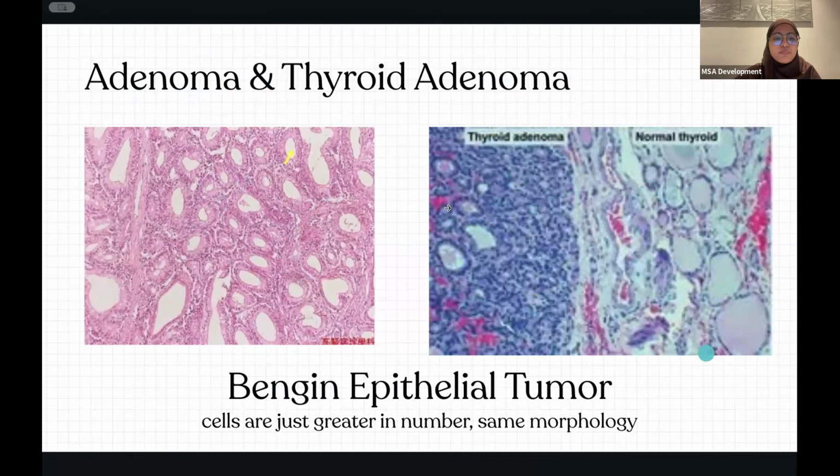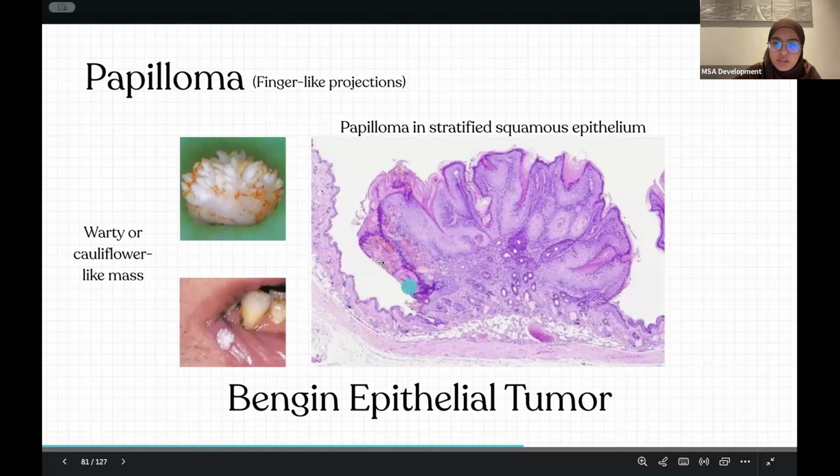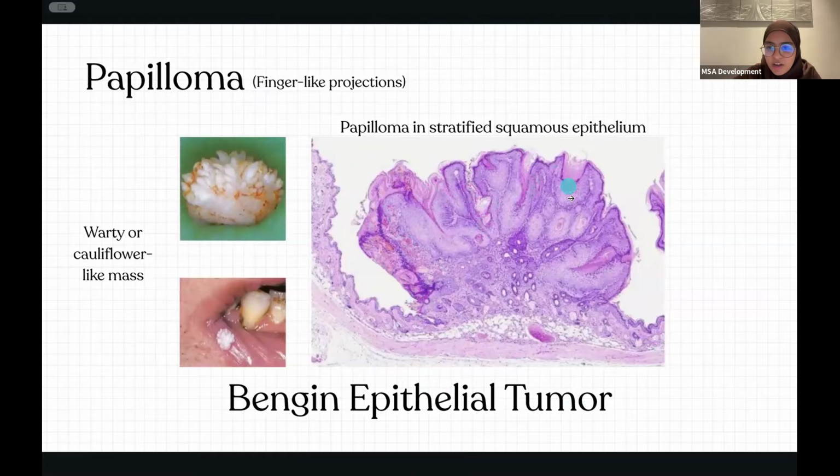Papilloma, also described as finger-like projections. You can see here it's a benign epithelial tumor, and you can see here that it's covered by stratified squamous epithelium, and there's this branching pattern. So this is how you know it's a papilloma. And here you can see on the side of the patient's mouth, and it's described as a warty or cauliflower-like mass.